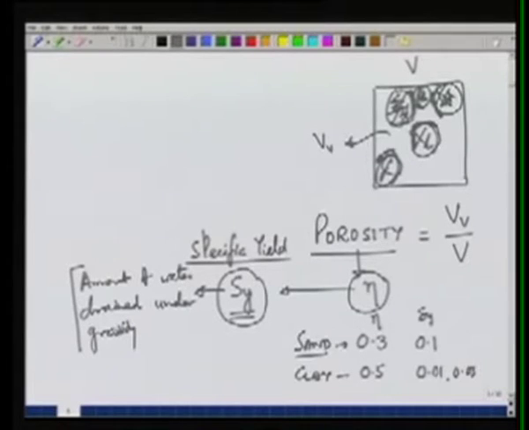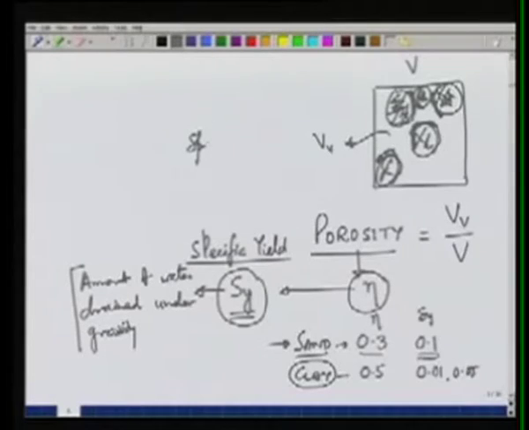So we can see that a clay formation, although it can store a lot of water, the amount of water available to us will be small, and therefore we would prefer to have a sandy formation in which there is storage also, and it can yield a sufficient quantity of water also. So a formation which stores water may not be able to yield water.